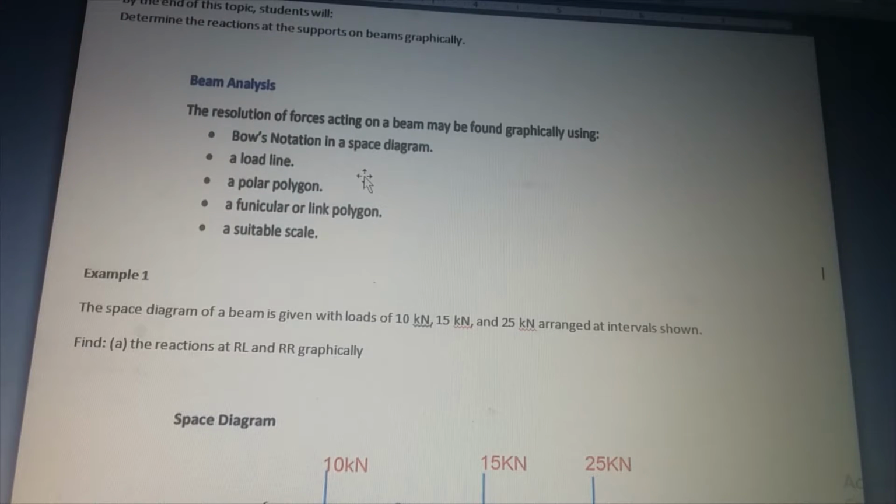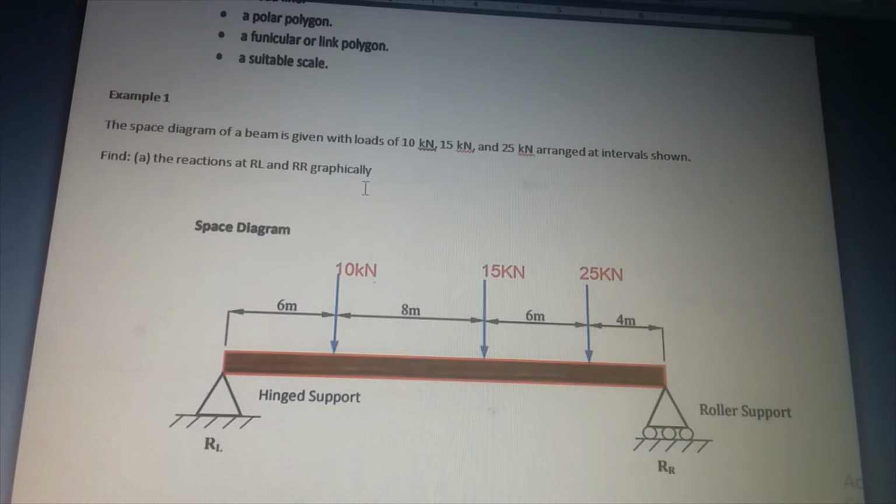The resolution of forces acting on beams may be found graphically using Bow's notation, a load line, a polar polygon, a funicular polygon or link polygon, and a suitable scale. I have given you an example. I will use this example to show you how to calculate the reaction forces RL and RR graphically. The space diagram is given.